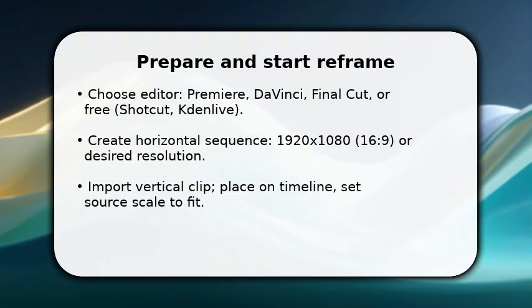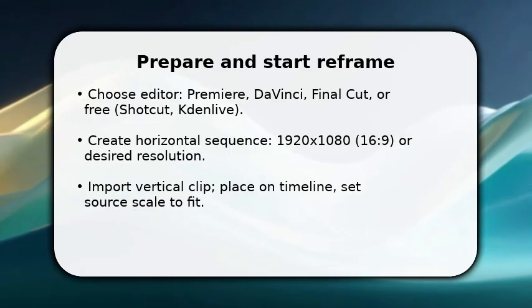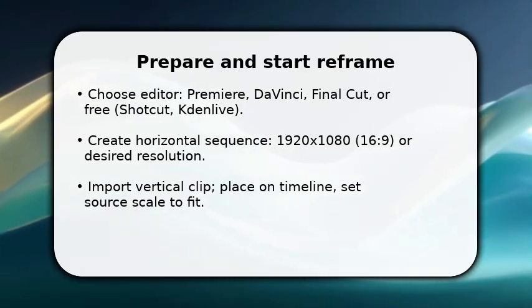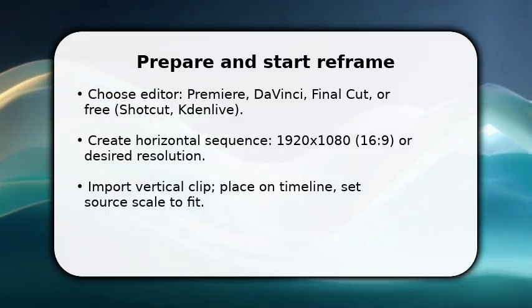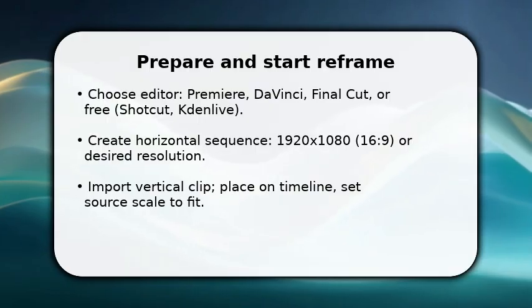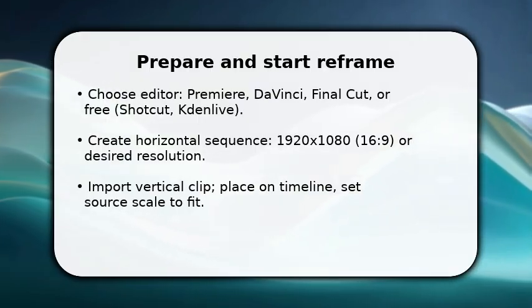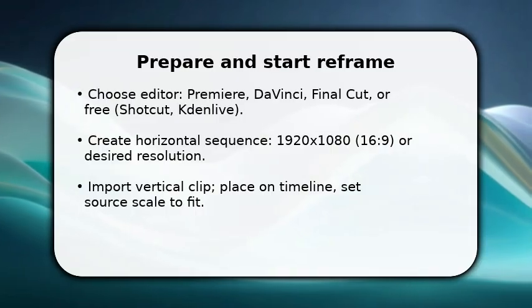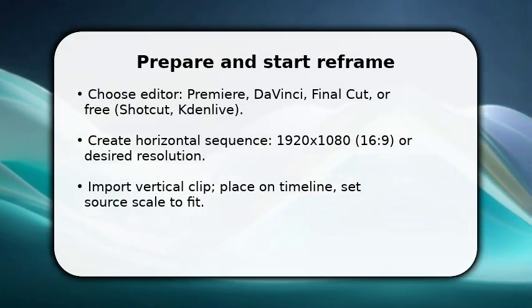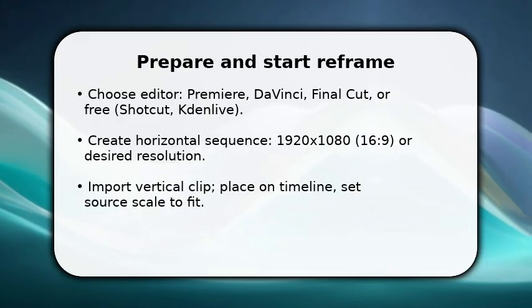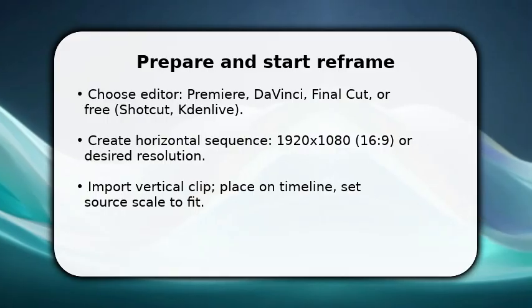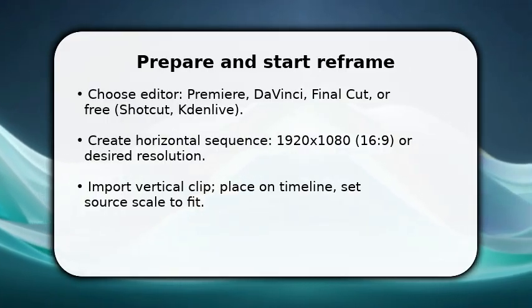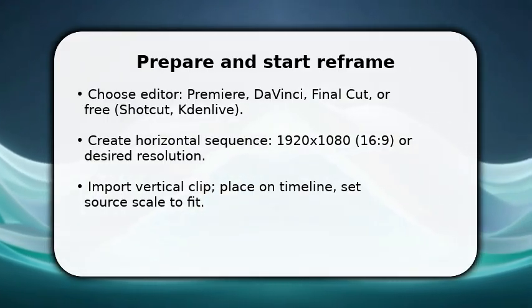You start by choosing an editor that supports sequence presets. Once chosen, create a horizontal sequence like 1920 x 1080 so the canvas matches your target. Import the vertical clip and drop it on the timeline. Make sure the clip's frame rate and resolution are visible. Next, set the clip's scale and rotation controls so you can see how it maps to the new canvas. This first step gets you into the work quickly and avoids redoing export settings later.